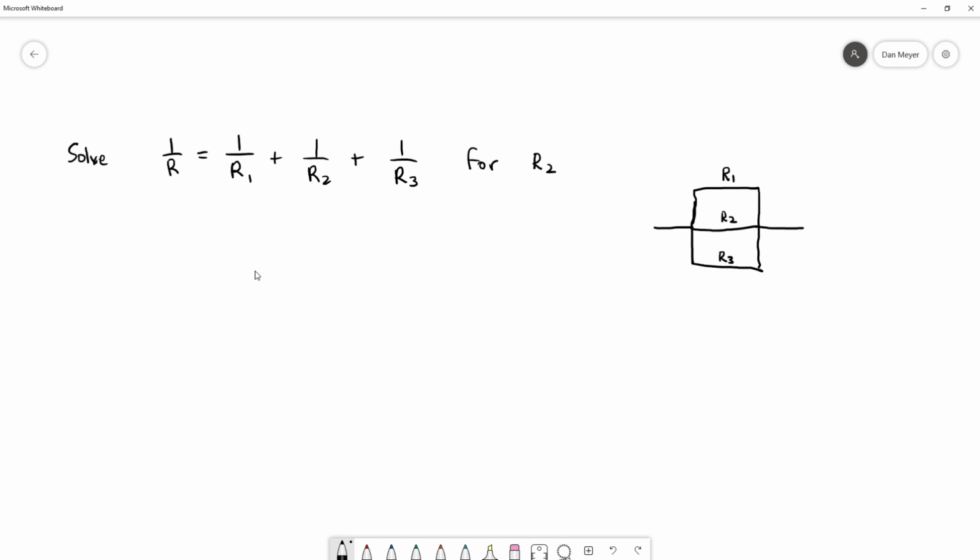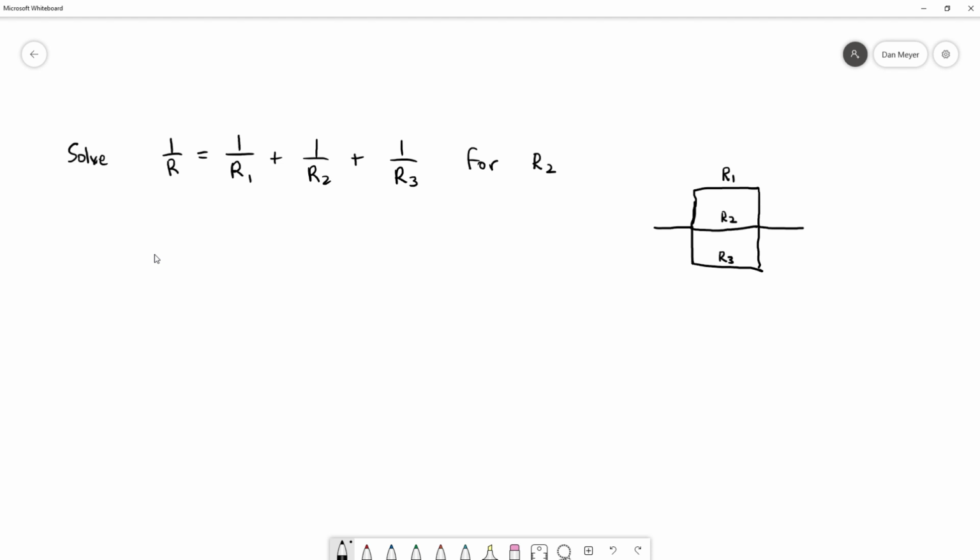Here we have a rational equation in all four of these variables. There are four variables in this equation. We have four different R's: R1, R2, R3, and then the R that doesn't have a subscript, the total resistance in this case.